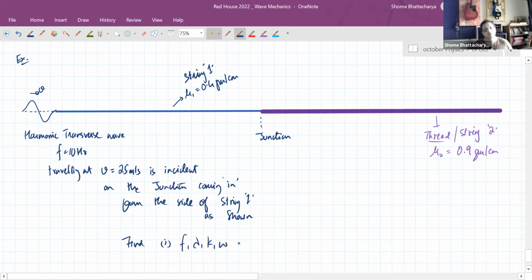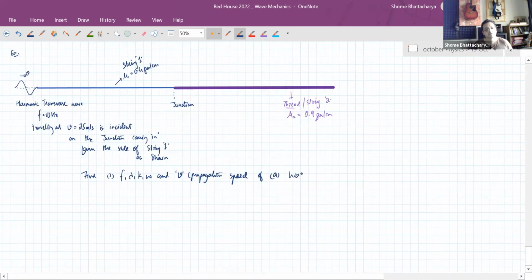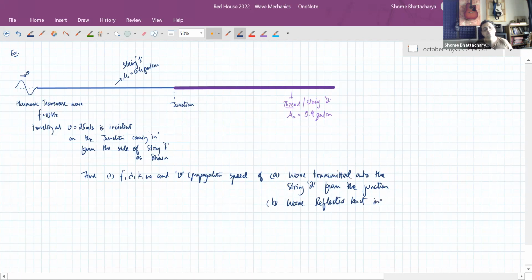So find frequency, wavelength, k, omega, and v, that is propagation speed, of the wave transmitted onto the string 2 from the junction, and B, the wave reflected back into string 1 from the junction point.